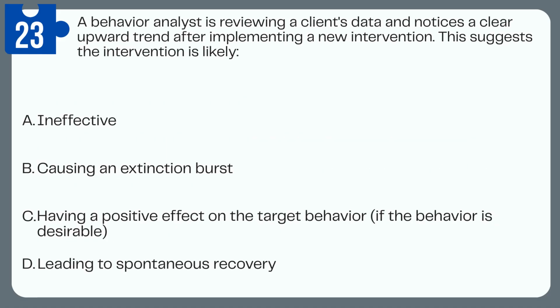Question 23. A behavior analyst is reviewing a client's data and notices a clear upward trend after implementing a new intervention. This suggests the intervention is likely A. Ineffective. B. Causing an extinction burst. C. Having a positive effect on the target behavior if the behavior is desirable. D. Leading to spontaneous recovery.